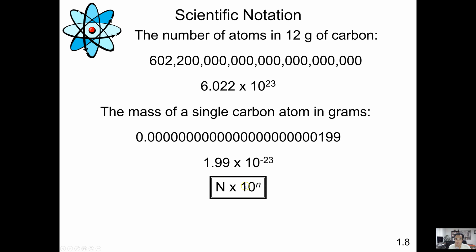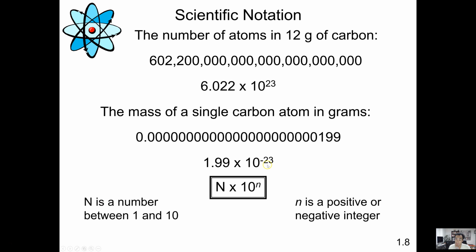The general rule is you're going to find your N, which is going to be between 1 and 10, and you're going to multiply it by 10 to the n, which is how many zeros you have. So N is going to be a number between 1 and 10, and n is going to be either a positive or a negative integer depending on what you have. Any number less than 1 will have a negative integer exponent, and any number greater than 1 will have a positive integer exponent.